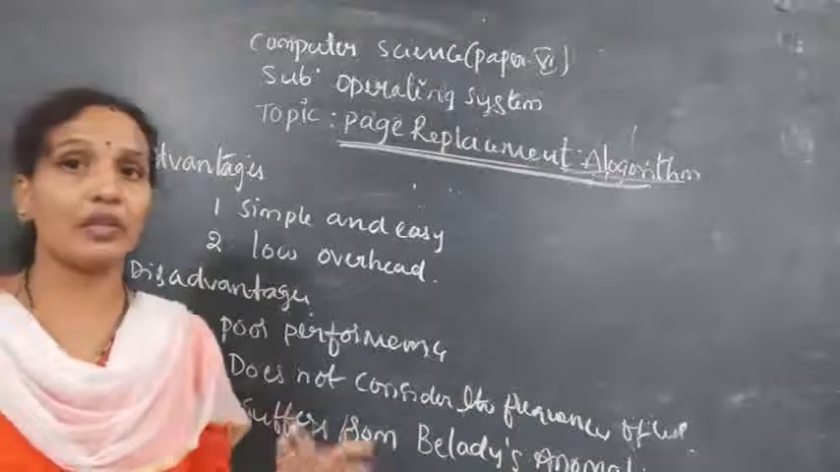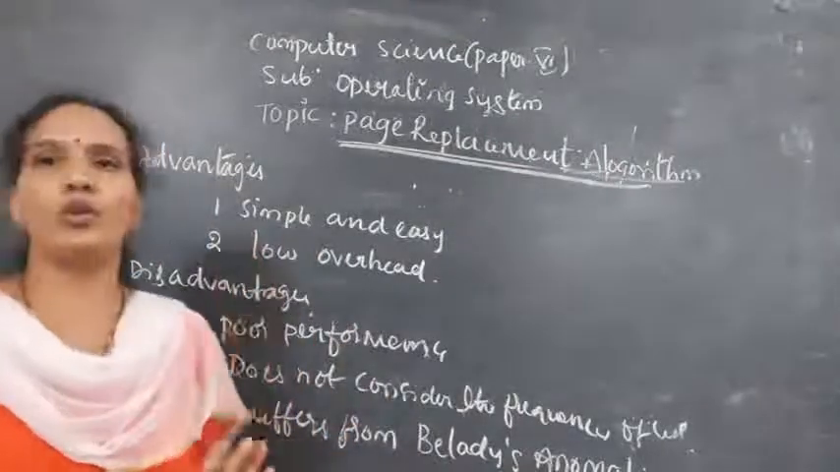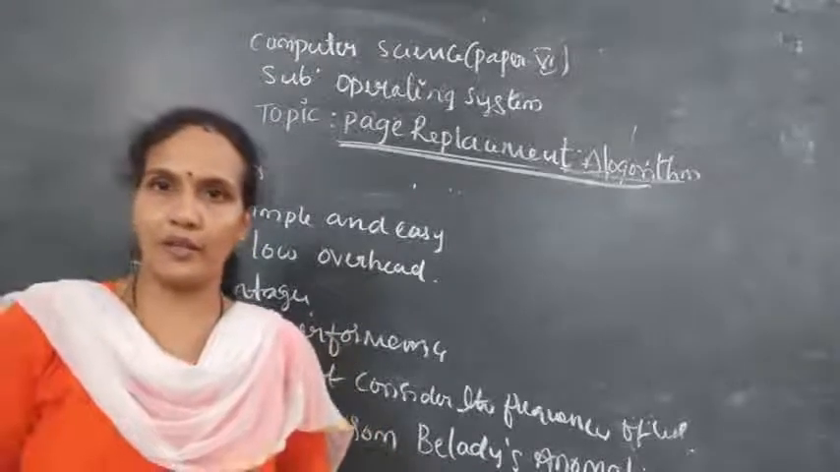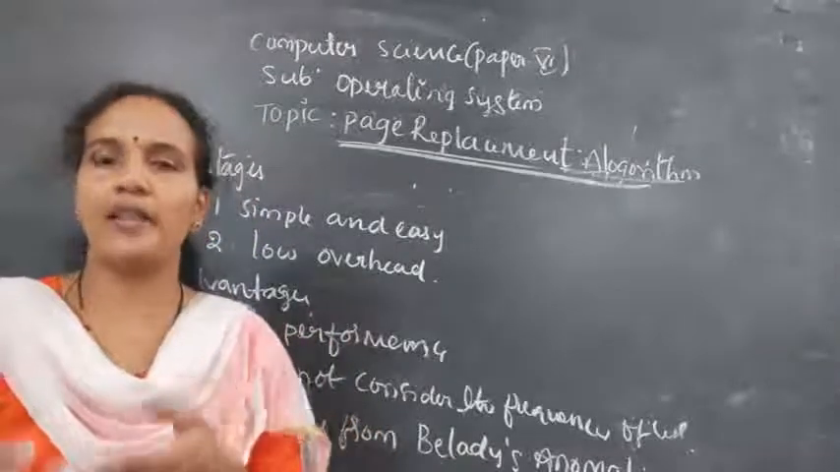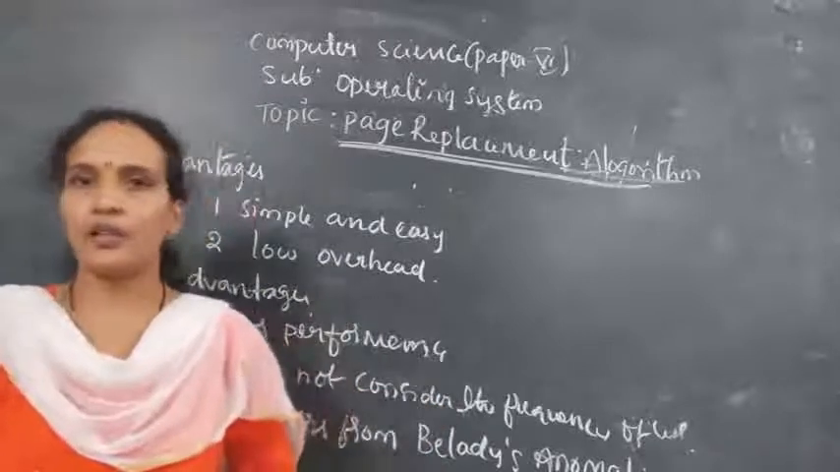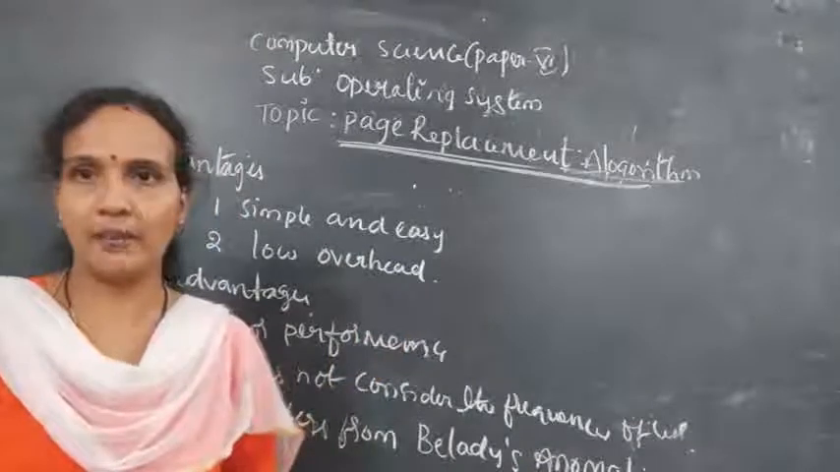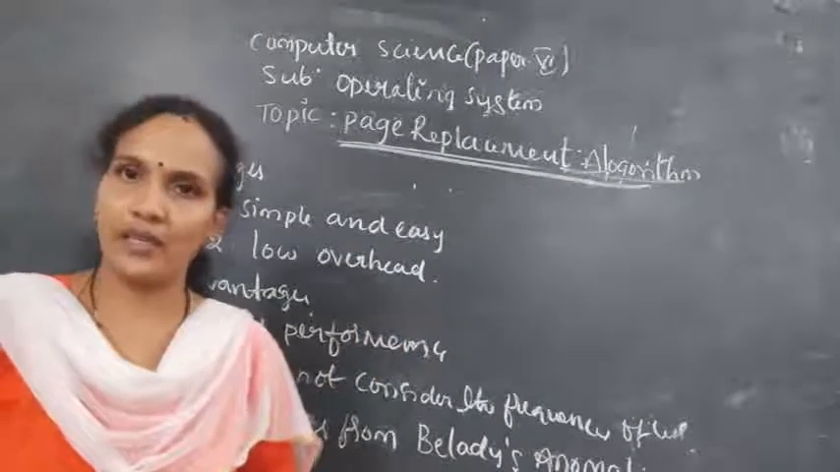Understood? What advantage do we have? Simple and easy. Low overhead. You need not think much about which page to be replaced. The page at the front will be replaced. Understood? So this is about the first in, first out page replacement algorithm, and this is the first algorithm.